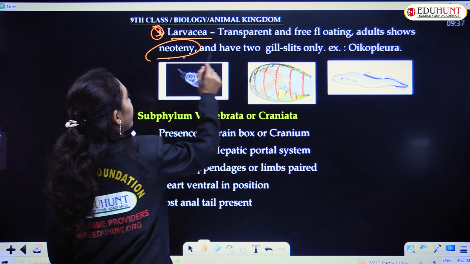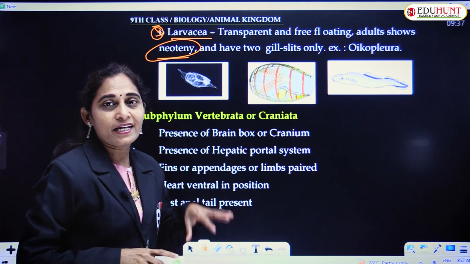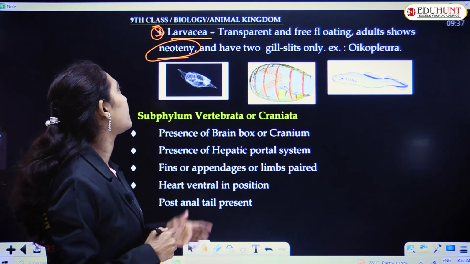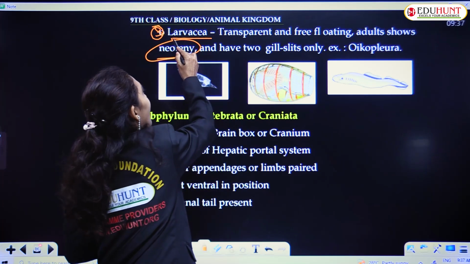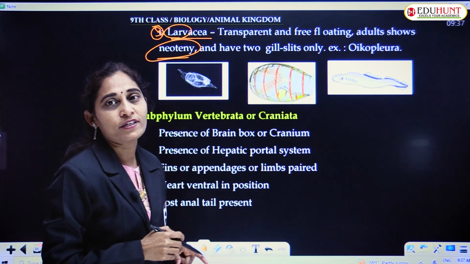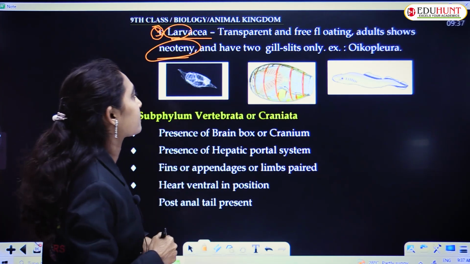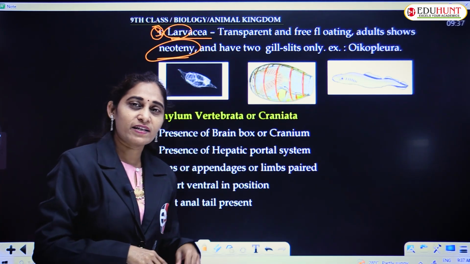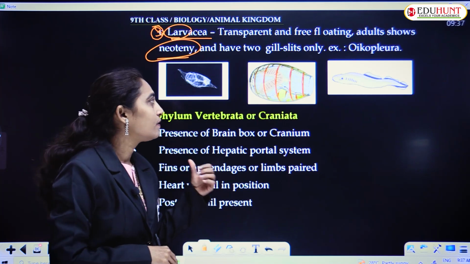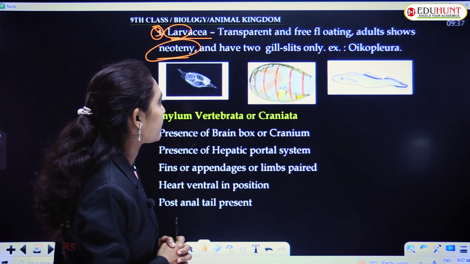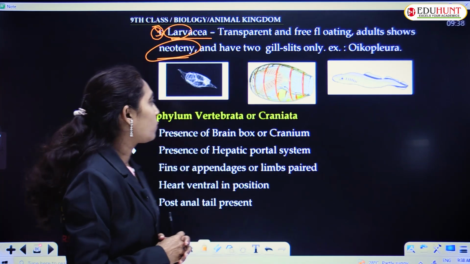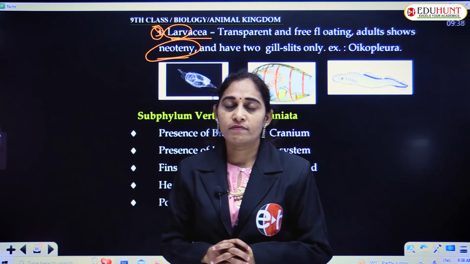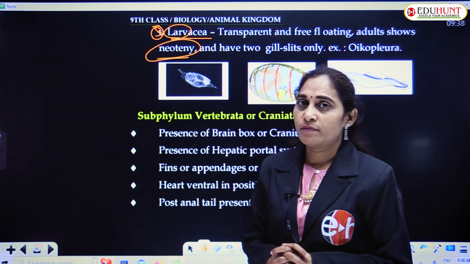Just now I mentioned that neoteny is the retaining of larval features in the adults. That is seen in Larvaceae. That is why, in Larvaceae, larval features are retained in the adults. They have 2 gill slits only. Anyway, they have gill slits. That's why they were kept in this category of animal kingdom. Example, Oikopleura.